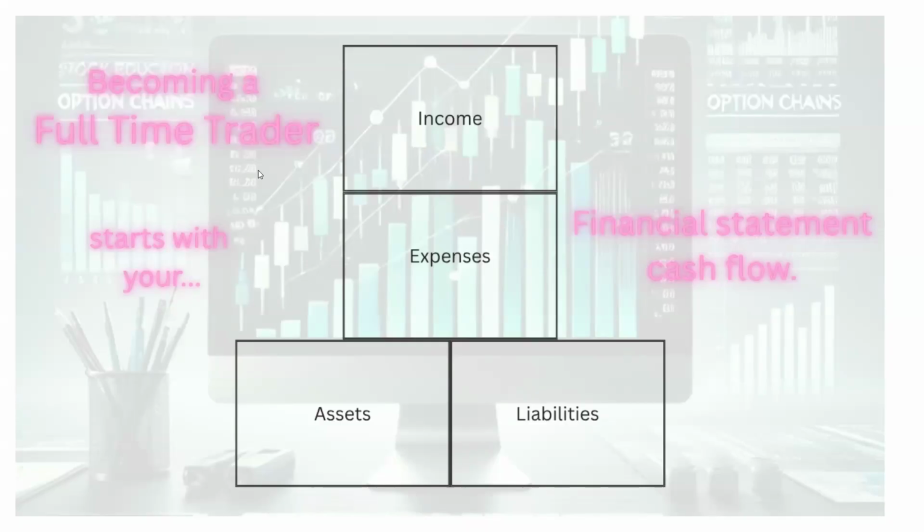Today's video, we're going to be discussing how becoming a full-time trader starts with your financial statement cash flow. Here is the old simple Rich Dad version of a financial statement: income, expenses, assets, liabilities. In order to be trading full time, if you have no clue what your monthly and then annual expenses are, it's a little haphazard to try to hit a certain number that you need to live off when you have no idea what that number is.